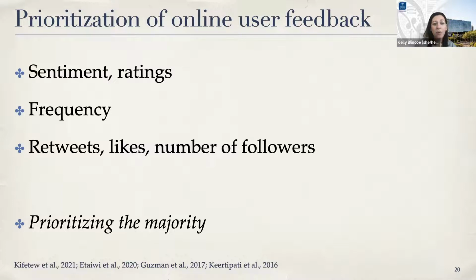So are the most important issues those that are affecting the most people, or the most popular people if we're considering retweets and number of followers? Or are they the ones that have the most serious consequences? So if your software product is not accessible to people who use screen readers, for example, there might be less people who are complaining about this issue, but should it be low priority simply because there's less people that are voicing this concern?